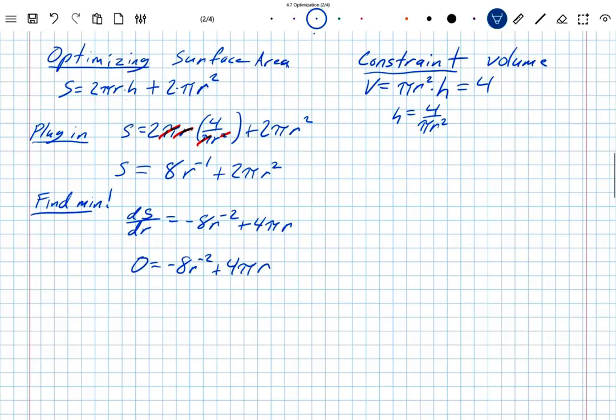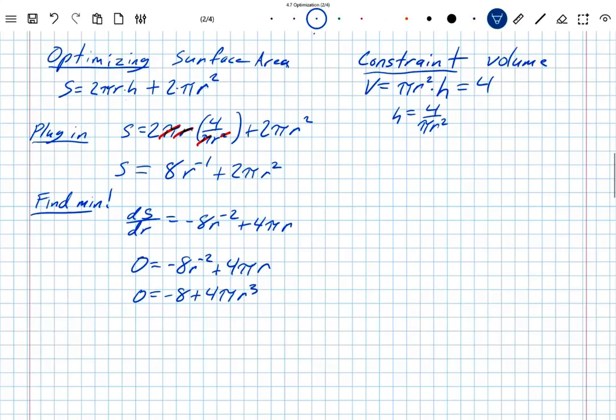Okay, lots of ways to deal with this. Probably the easiest way right now is just to multiply both sides by r squared. Now I'm allowed to do this. I mean, I'm always allowed to do this, but notice that r is not going to be 0. So that does reassure me that this is a fine thing to do, because my radius can't be 0. So let's go ahead and multiply by r squared, and I'm just going to get 0 equals negative 8 plus 4 pi r cubed.